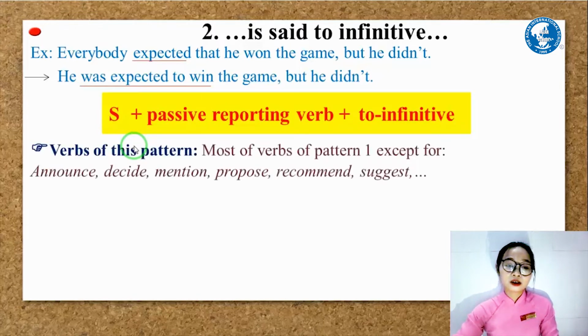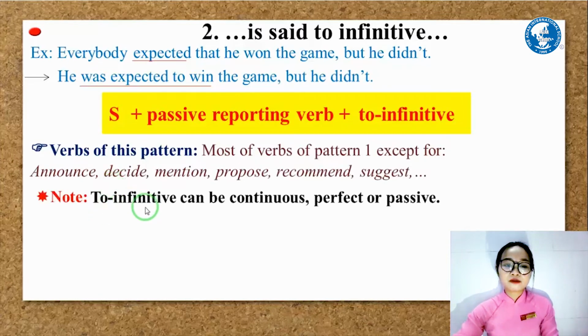And there are also a lot of verbs of this pattern. Most of the verbs of pattern number 1 are used in this pattern, except for announce, decide, mention, propose, recommend, suggest, and so on. However, you also need to know that to infinitive can be continuous, perfect, or passive.